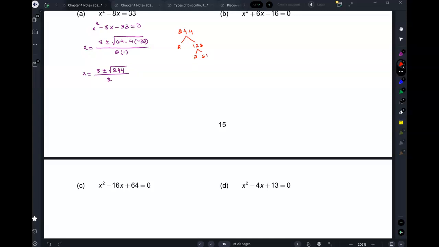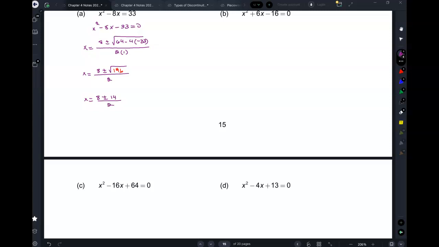Isn't it root 196? Yeah, 196. Because 4 times 33 is 132. Okay, so what will 196 be? It's the square root of 196, so that's 14. Sorry. So this is 8 plus or minus 14 over 2.